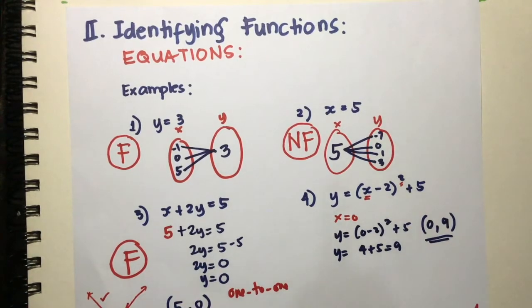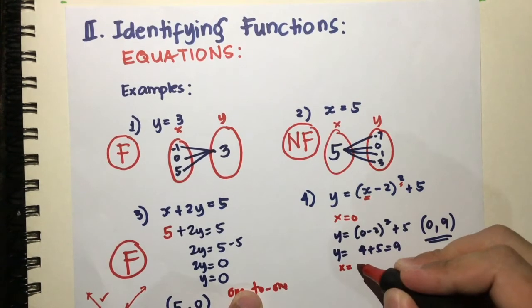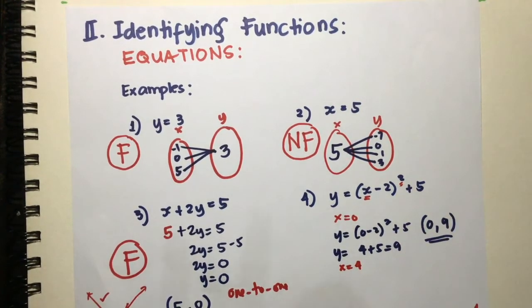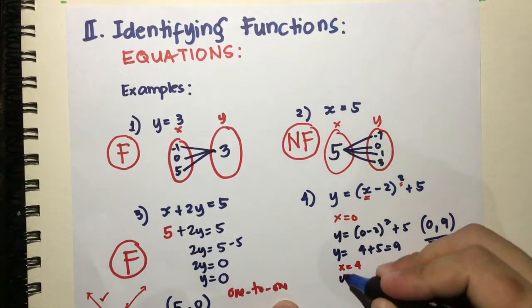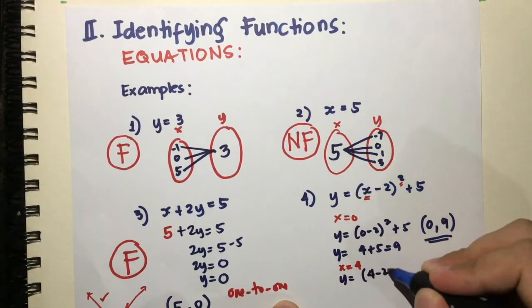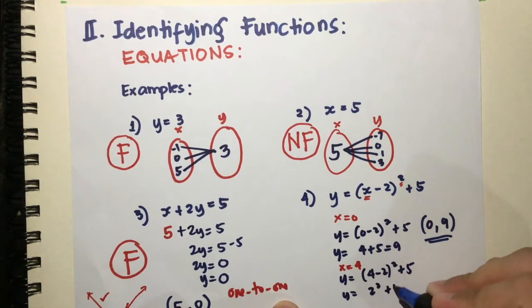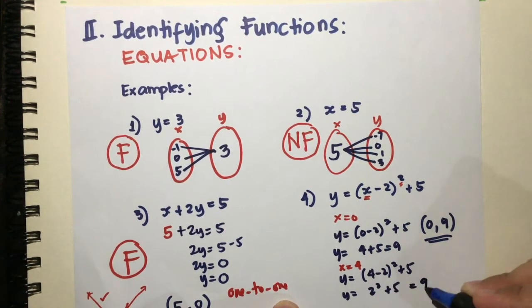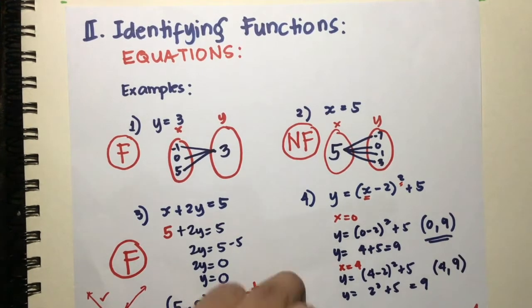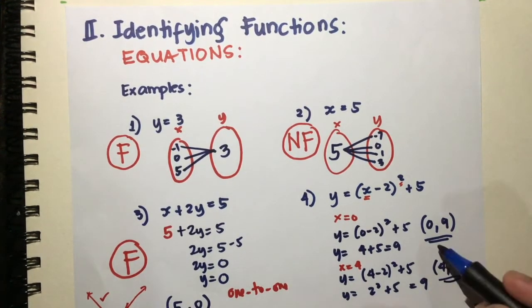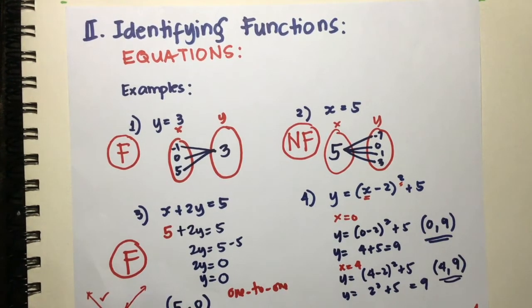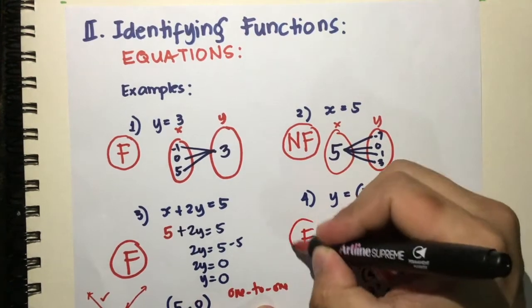But we can use another value for x that will give you y equal to 9. Let's use x equal to 4. When x is equal to 4, y is equal to 4 minus 2 quantity squared plus 5. y is equal to 2 squared plus 5, and 2 squared is equal to 4, which will give you 9. So that means when your x is 4, your y is 9. So you have 2 x's for 1 y. This is a many to one function, so it's still a function.